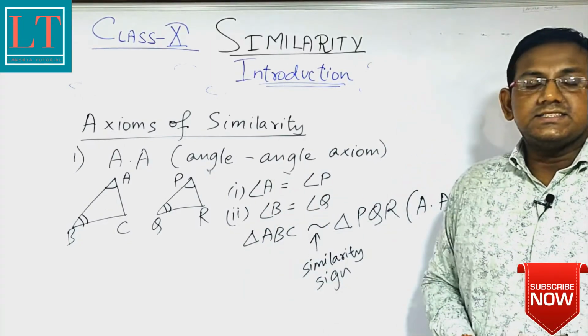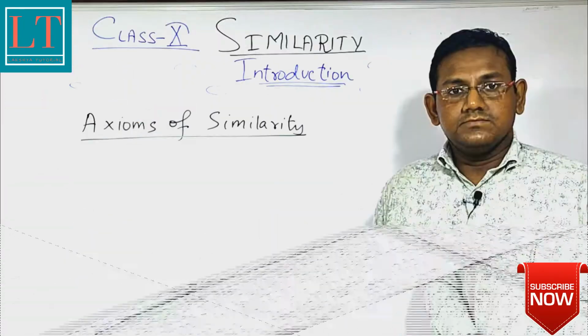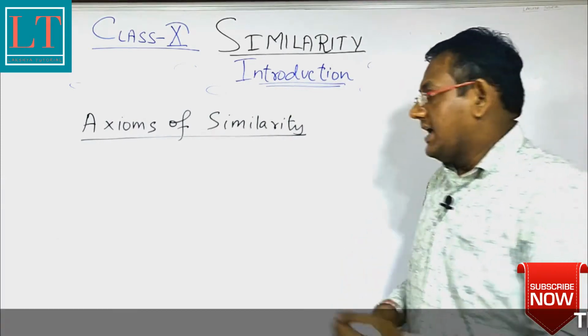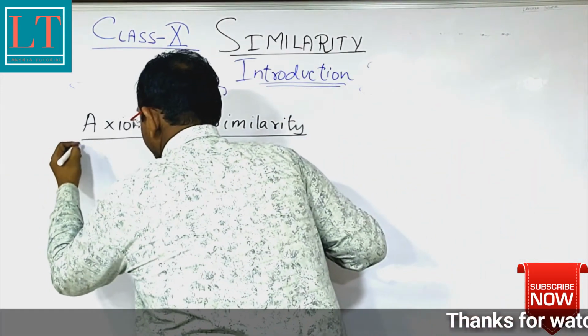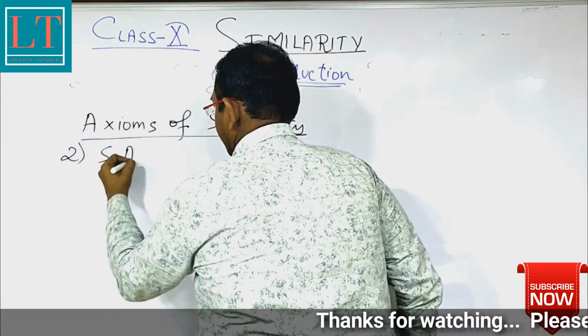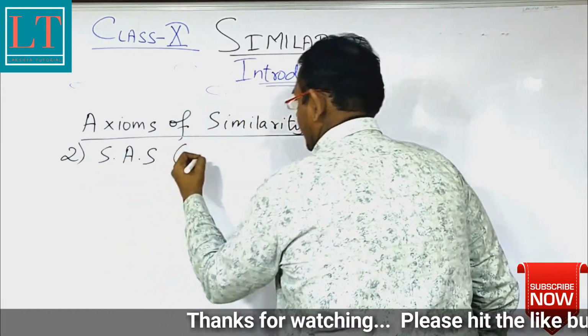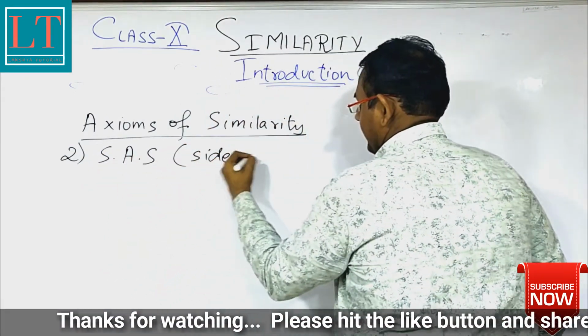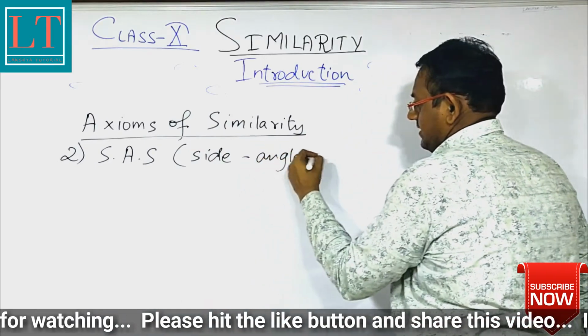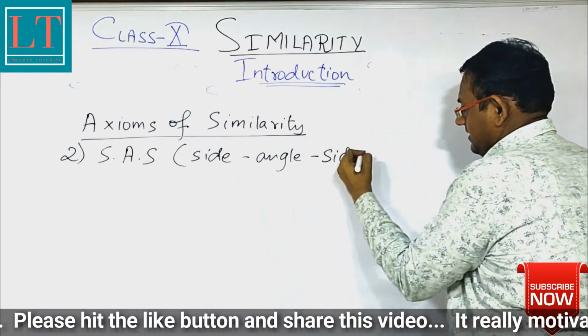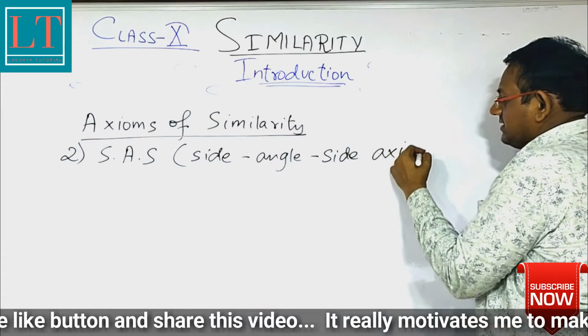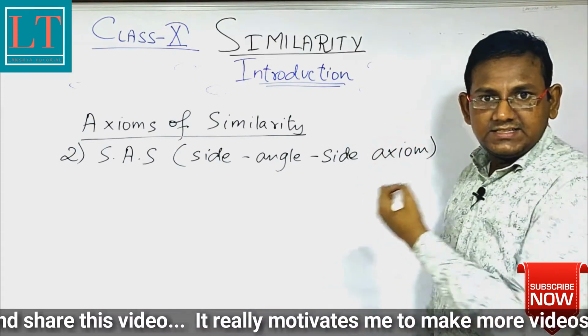Now let us understand the second axiom over here. The second axiom is side angle side. Let me write this: side angle side axiom. So this is the second axiom. Now let us understand what this is.